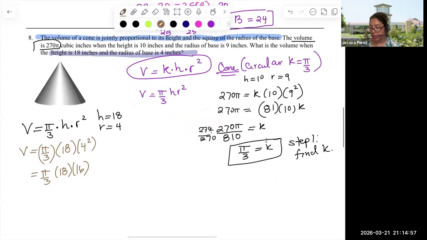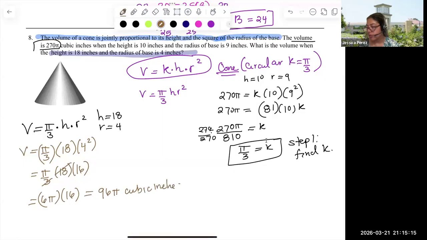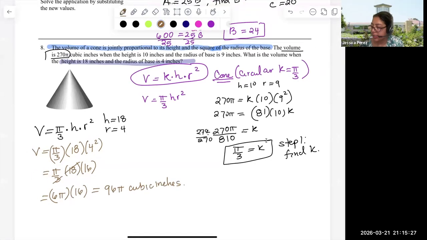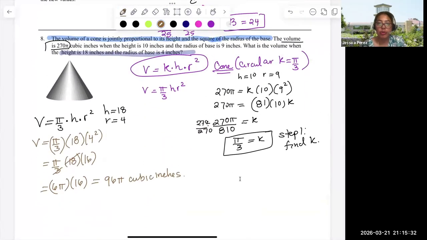So let's punch this in the calculator. 18 and 3, they're both divisible. So this becomes 6. So 6 pi times 16 gives me 96 pi. And this is cubic inches. So the volume of a cone would be 96 pi cubic inches when the radius is 4 and the height is 18. And with that, we would finish question 8 in section 2.7.